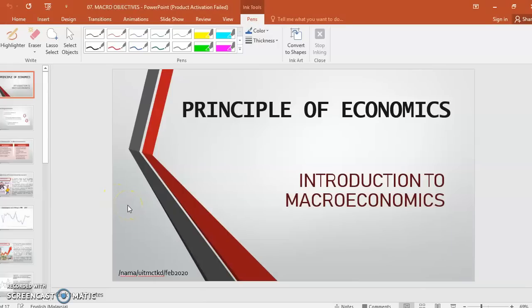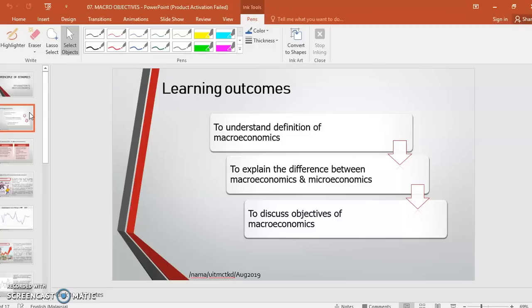Okay, kenapa chapter 7? Chapter 7 and 9, sebab kita nak buat assignment by referring to these chapters, chapter 7 and 9. So we go to chapter 7, Introduction to Macroeconomics. Okay, so these are the learning outcomes.